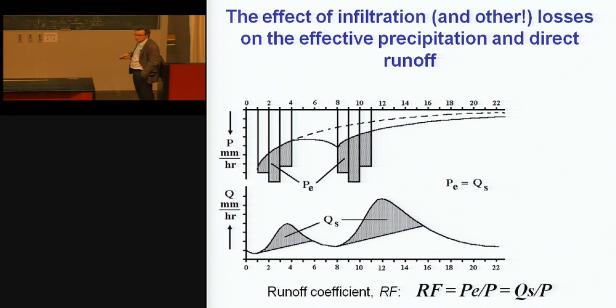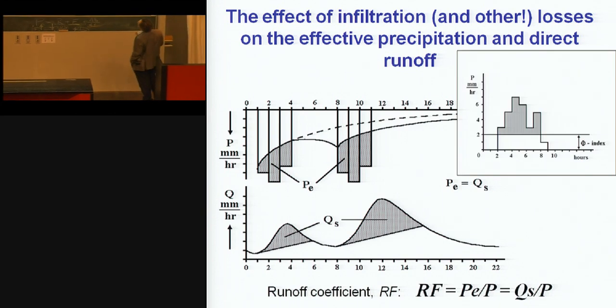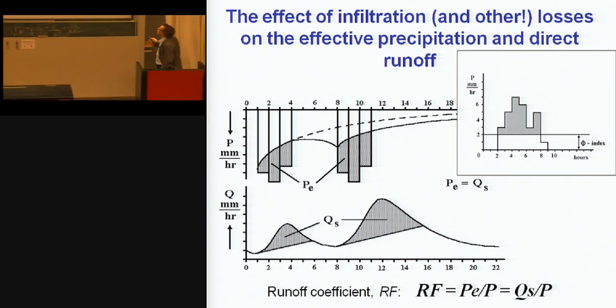There are many ways suggested in the literature to calculate this PE, that's effective precipitation. I will just show you a few of them. One is the so-called index method, or the phi index method. There you always subtract a constant part of the rainfall, for instance, in this case 2 millimeters per hour, from the rainfall hydrograph. Everything above 2 millimeters per hour, this gray shaded area, is the direct runoff.